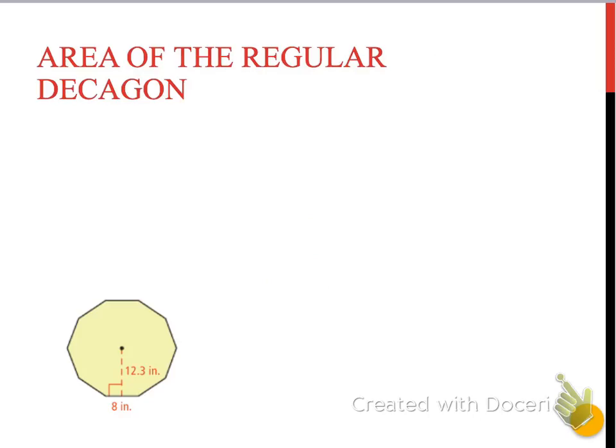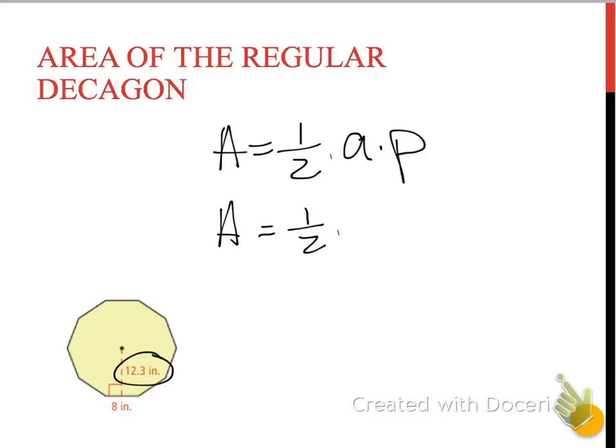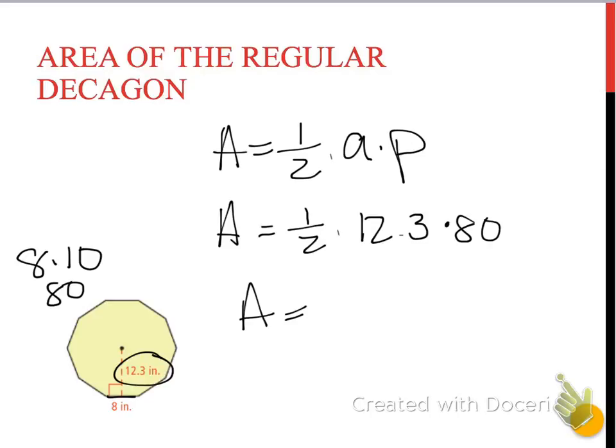Okay, so the area of a regular decagon. I know my equation is 1/2 times my apothem times my perimeter. First off, my apothem is 12.3, so I'm going to replace that. And my perimeter, well, one side is 8, so I'm going to take 8 times 10, because there are 10 sides, to find the perimeter, which is 80. We fill that in and multiply, and we get 492, and we make sure we label it inches squared.